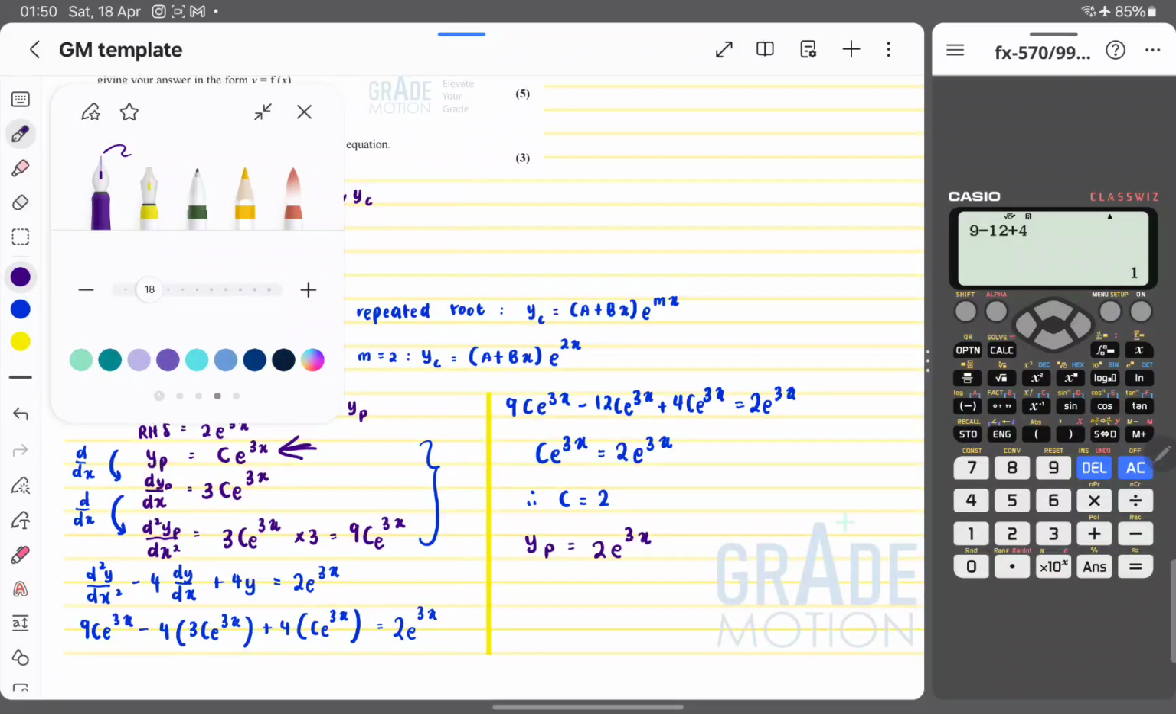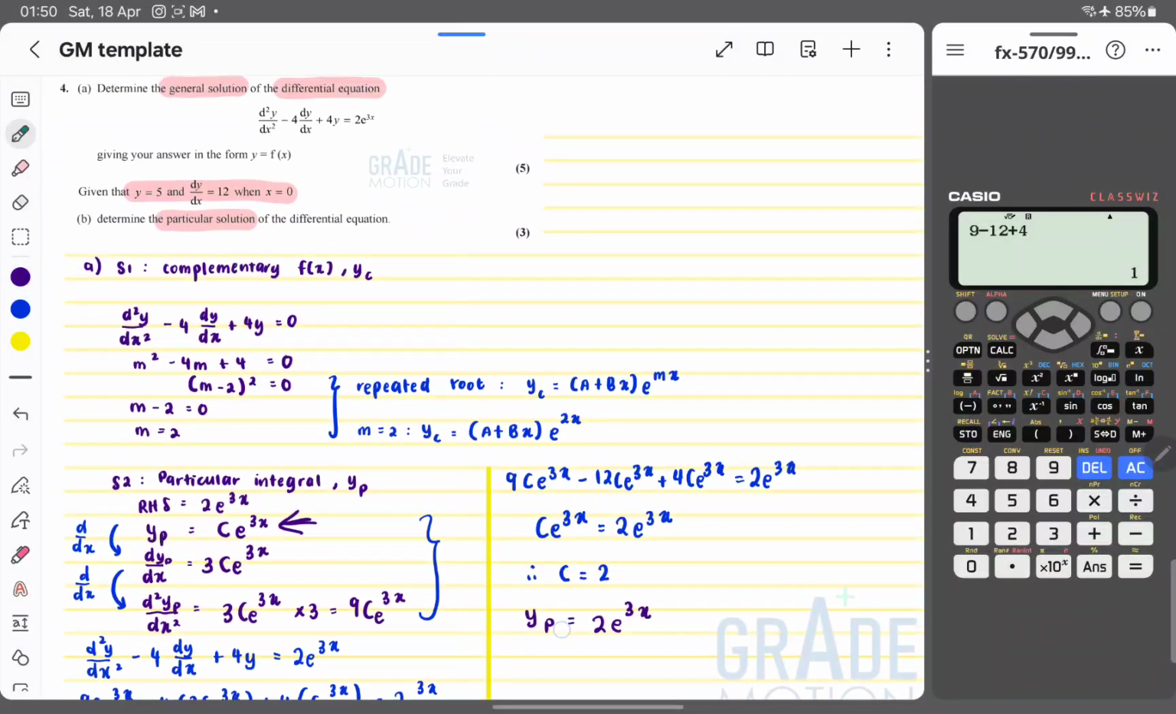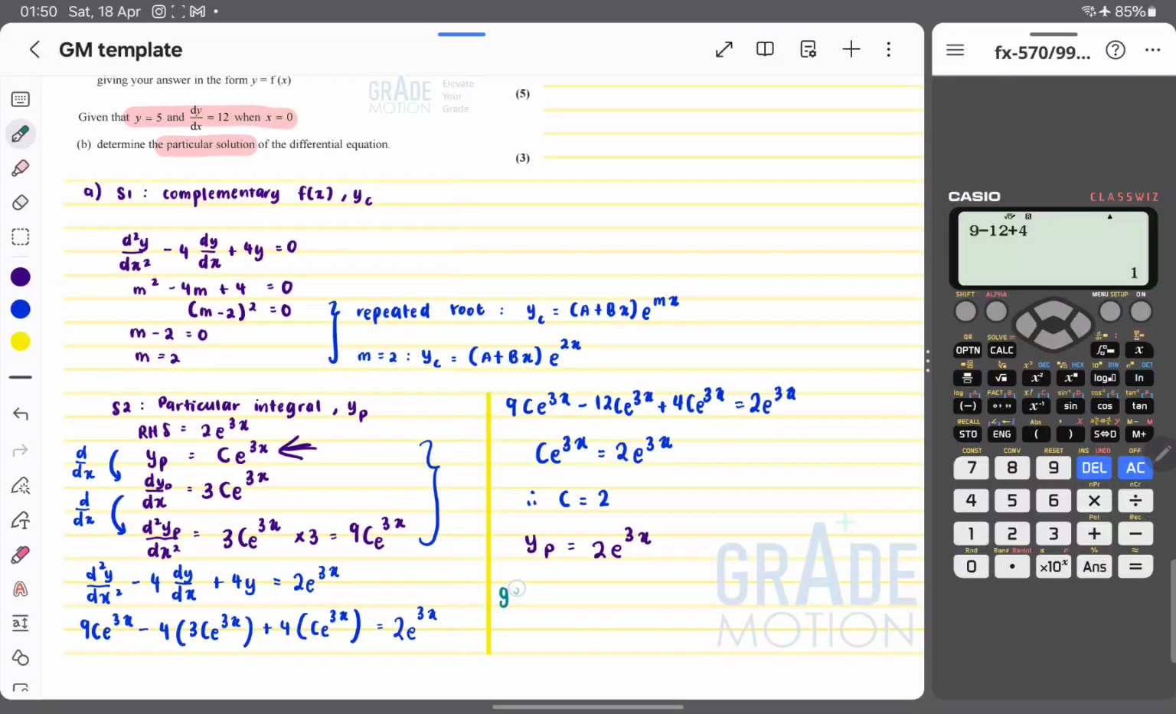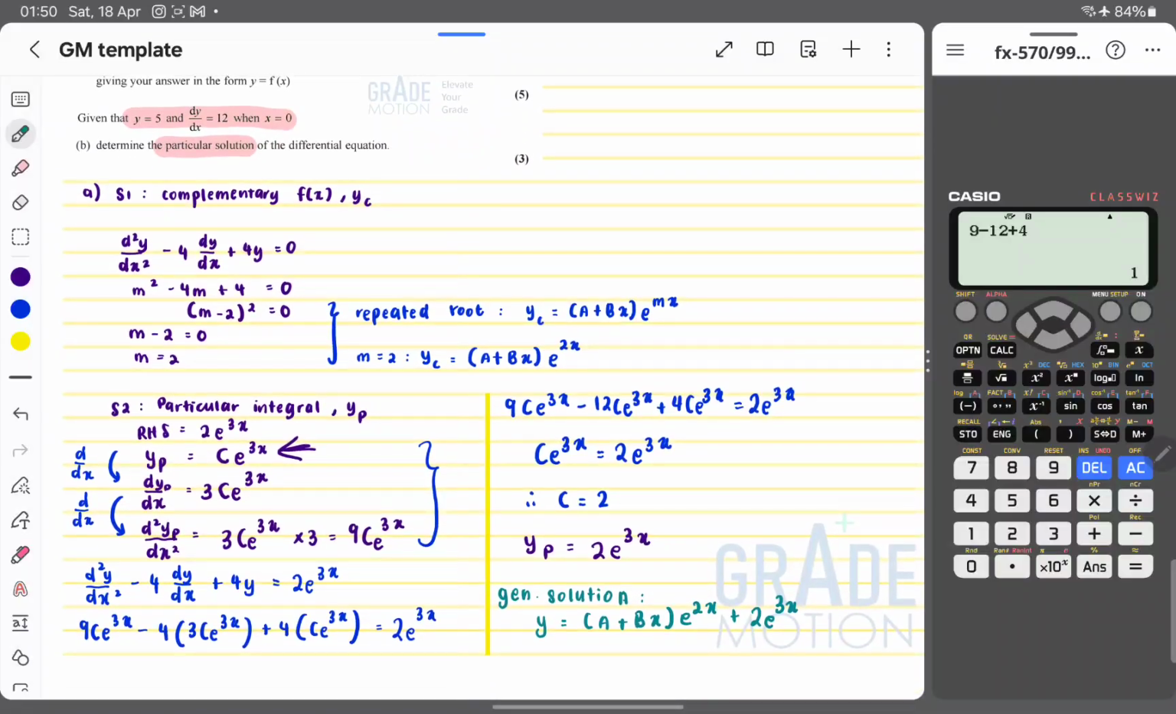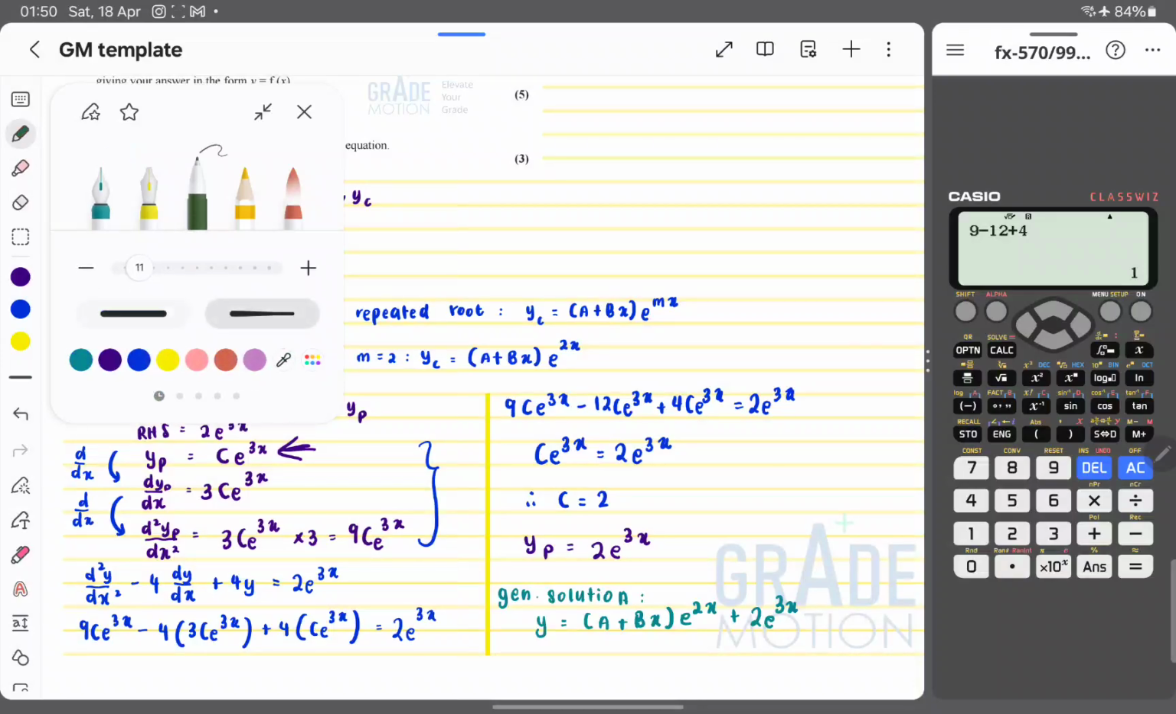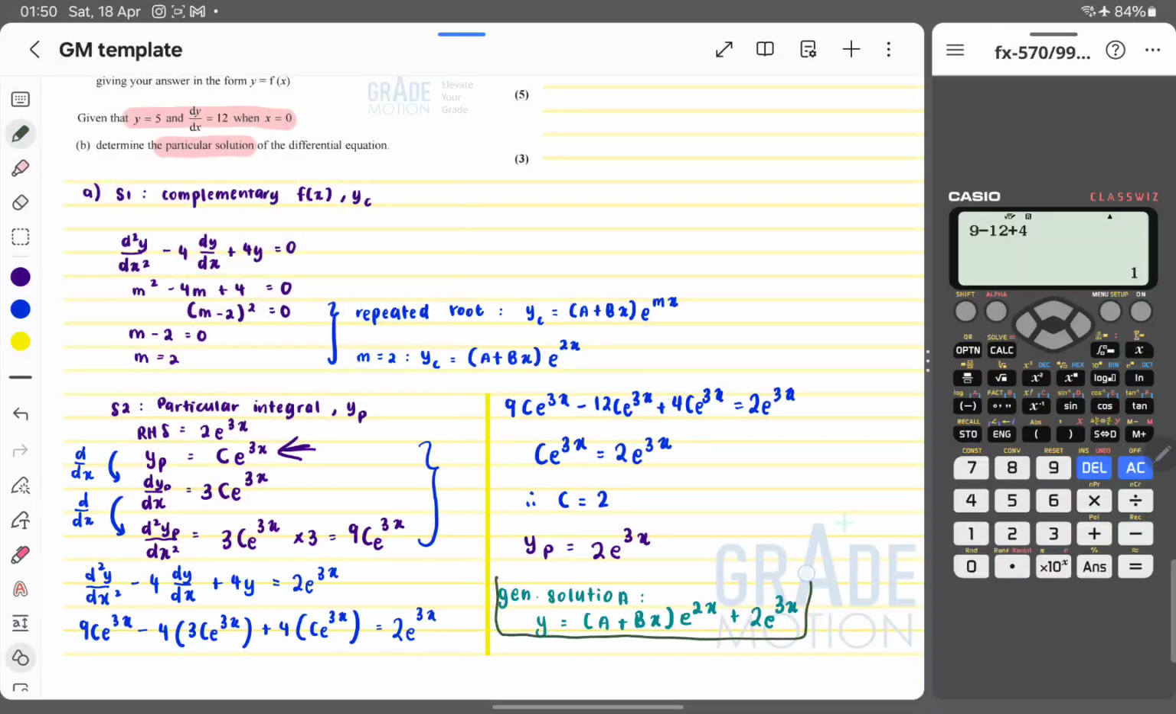Our general solution is y equal to yc plus yp. So (a plus bx)e^2x plus 2e^3x. We are done with part A. Okay. Let's just mark this so we know that we already got our answer.